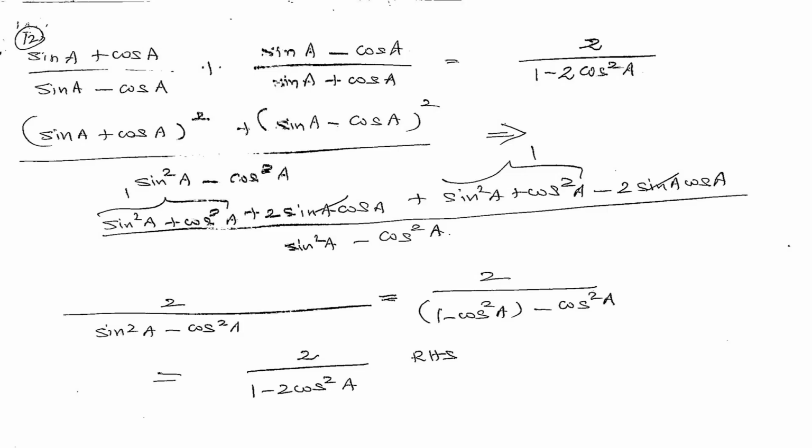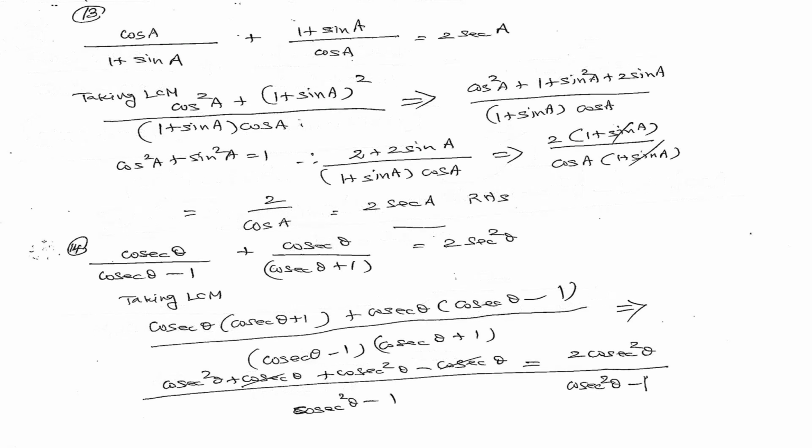Extending that with A plus B whole squared formula, A minus B whole squared formula and A squared minus B squared formula, we get the numerator as sin squared theta plus cos squared theta plus 2 sin A cos A plus sin squared theta plus cos squared theta minus 2 sin A cos A by sin squared A minus cos squared A. Sin squared theta plus cos squared theta being 1, you get 2 in the numerator, 2 sin A cos A getting cancelled, and in the denominator we have sin squared A minus cos squared A. Also, sin squared A is equal to 1 minus cos squared A. Therefore, 1 minus cos squared A minus cos squared A in the denominator takes us to 1 minus 2 cos squared A. Numerator is 2. Then RHS is proved.